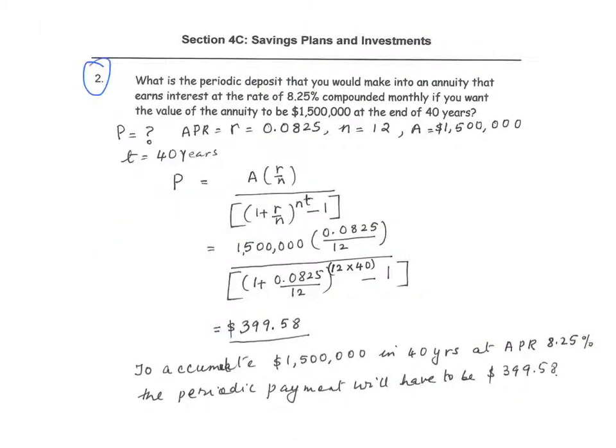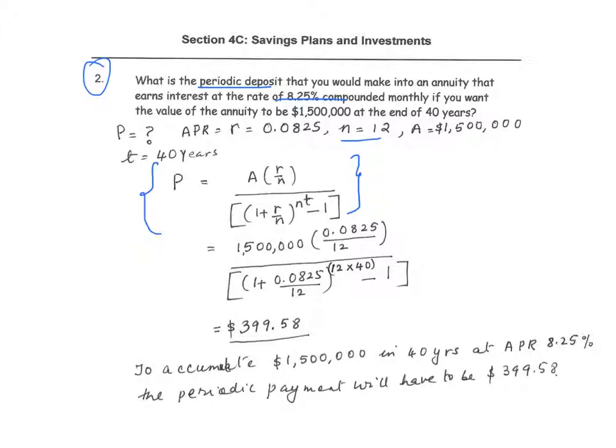This is another problem. Let's see, the periodic deposit. We know it's not a regular lump sum payment, it's a periodic deposit. So we have to think in terms of the formulas that we need to use. This is the formula that we're going to use. The interest rate is compounded monthly. That means we're going to invest by putting in 12 payments of the exact same size into this account. So N is equal to 12.